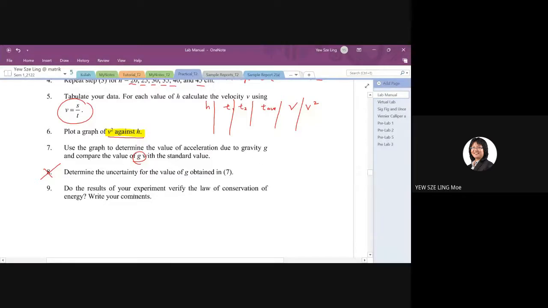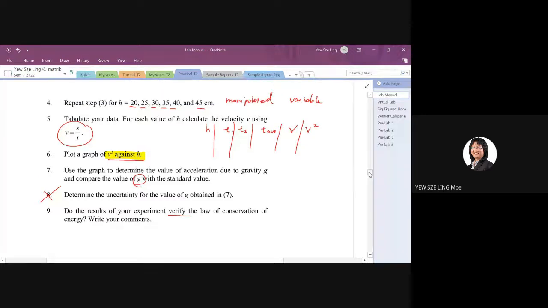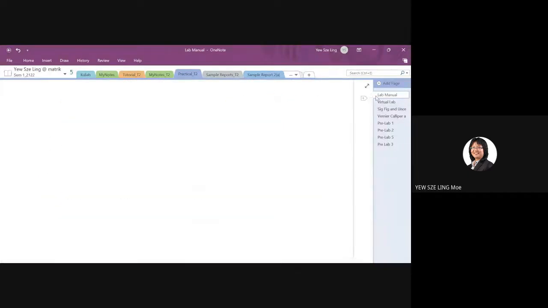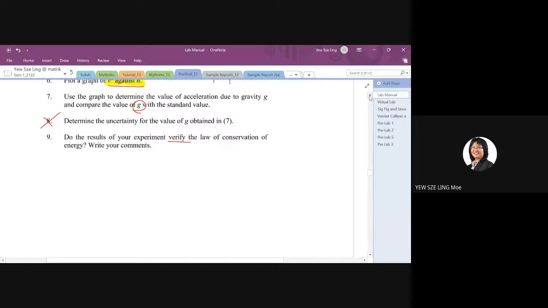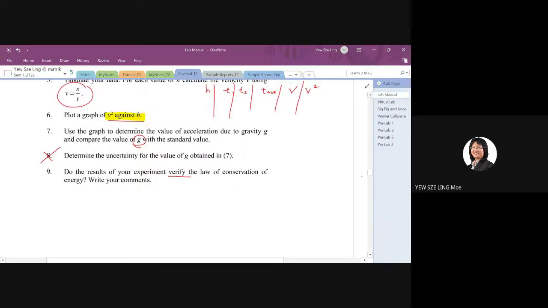And then, does it verify the law of conservation of energy? So now it asks you whether it verifies the law of conservation of energy. You use the g to calculate your K and also your U. See whether it is verified or not. Then you just explain it a little bit.